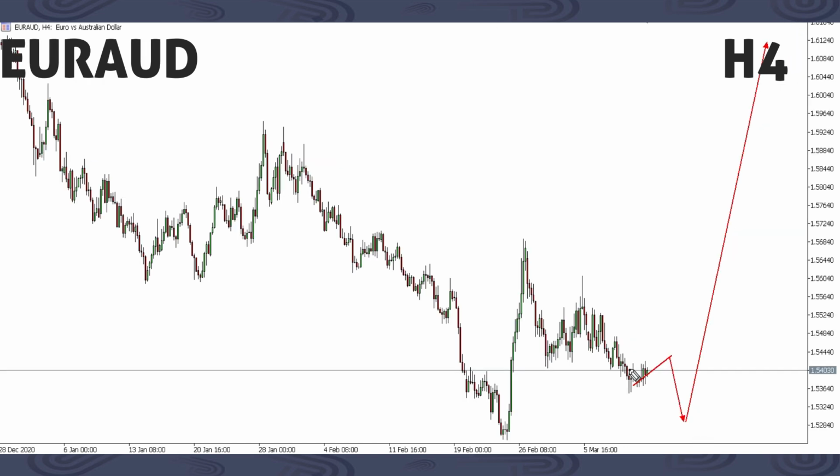This is Euro AUD. For Euro AUD, we're expecting to get a slight correction here, then a drop. This slight correction might be maybe a bigger correction like this, then a drop, or it can just be a small correction like this, then a drop. From then we'll be expecting this big wave up. We're expecting price to move up like this, breaking this previous high, breaking this previous high, breaking this previous high, and breaking this previous high. That's what we're expecting on Euro AUD.